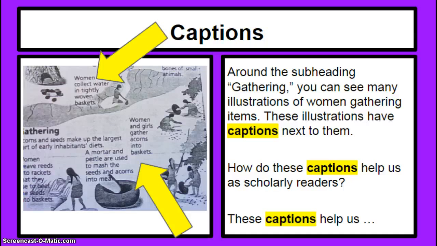Read some of them and then determine how do these captions help us as scholarly, that's a hard word to say, how do these captions help us as scholarly readers? You can use this frame to help you. These captions help us, so go ahead and have a conversation about that with your partner, and once again, pause the video.